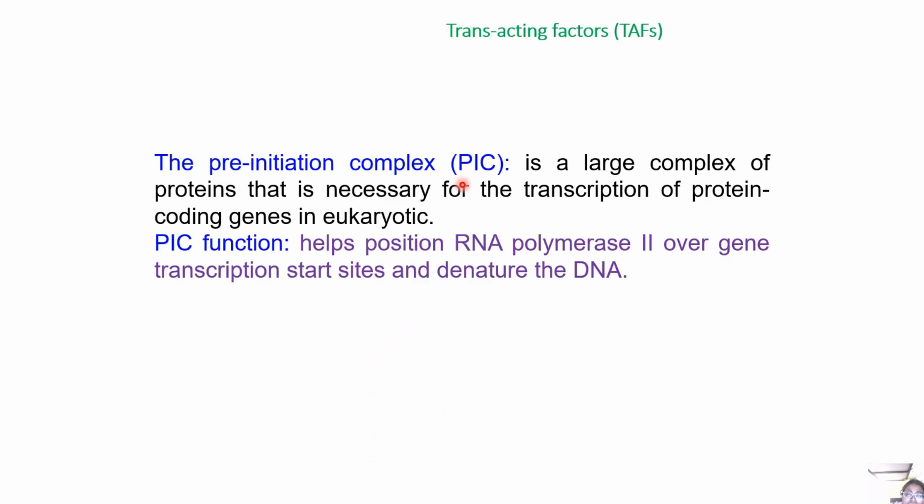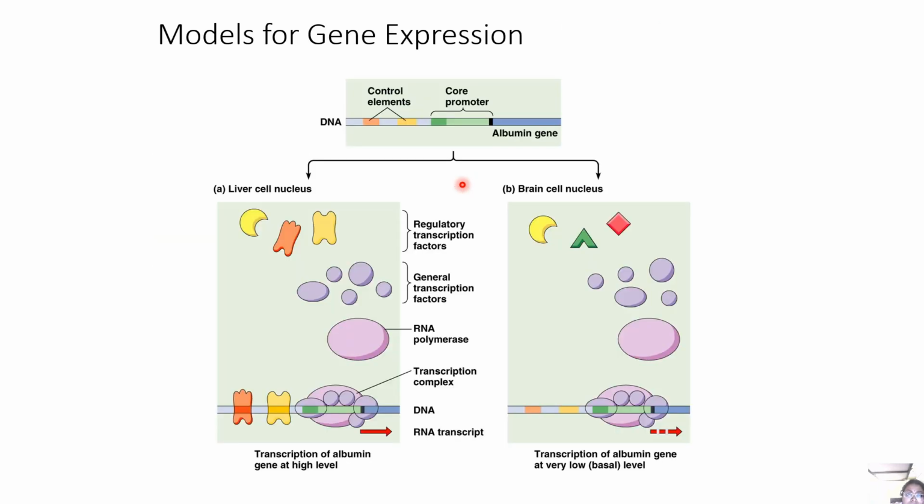The pre-initiation complex is a large complex of proteins that is necessary for the transcription of protein coding genes in eukaryotes. The PIC helps position RNA polymerase 2 over gene transcription start sites and denatures the DNA. So what are the models for gene expression? In the liver cell nucleus, there is transcription of the albumin gene at a high level; in the brain cell nucleus, transcription of the albumin gene is at a very low basal level.